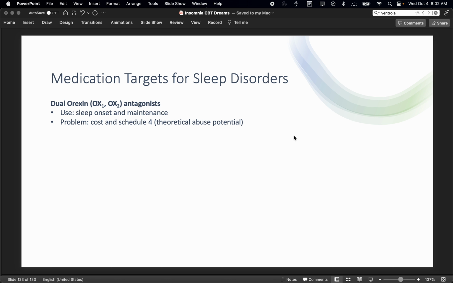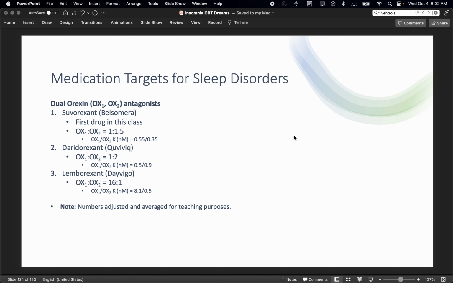So it can be used for sleep onset and maintenance. It's expensive. Theoretical abuse potential is probably questionable, to be determined. But it can be used for any aspect of sleep right now. Two of them are pretty much me-too drugs, that would be suvorexant and daridorexant. Lemborexant has a very different ratio. Instead of being like 1 to 2, 1.5 to 2 type thing, it's 16 to 1. So there's at least a difference.